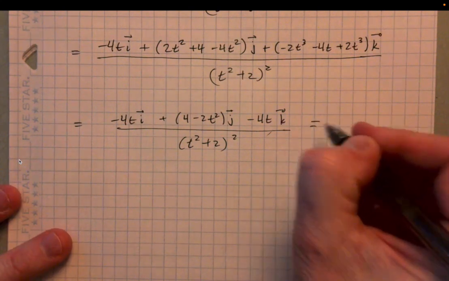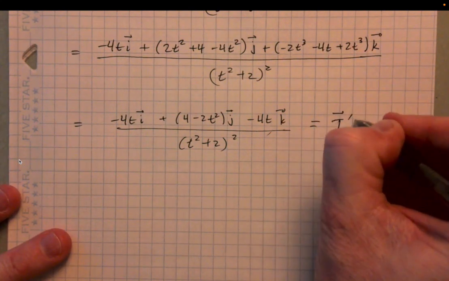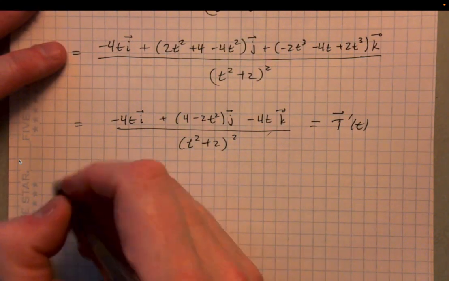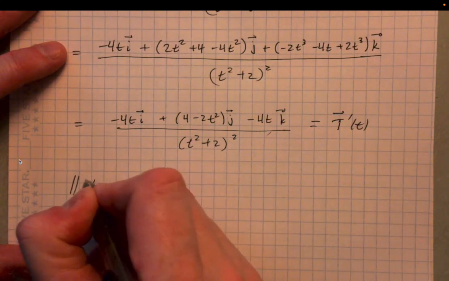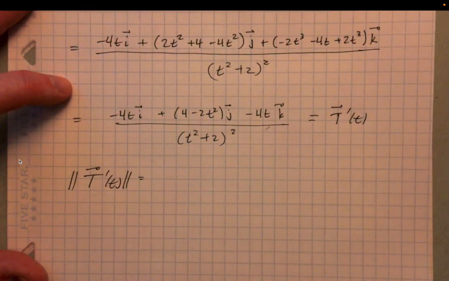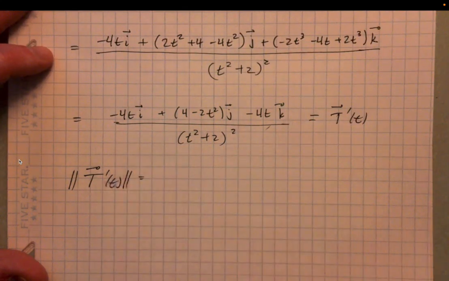Now remember what this is. This is T prime. This is the derivative of the unit tangent vector. Now what's the norm of this thing? Well, the norm, okay, the norm is, we got to square everything. Basically, add it all up and square everything.